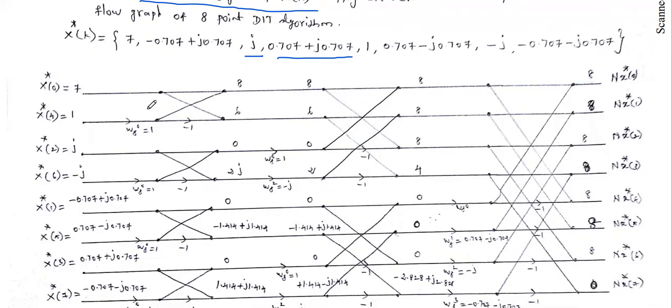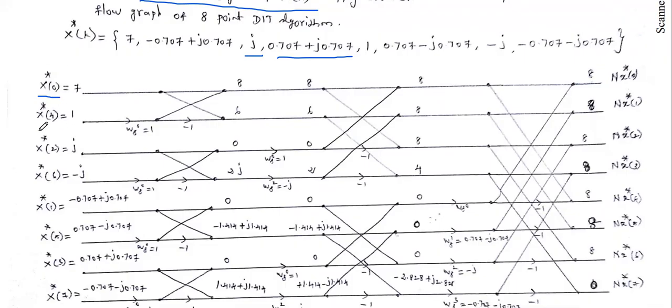In the DIT algorithm, the input applied must be in bit reversed order. What is meant by bit reversed order? The first input applied is X complex conjugate of 0. Then the next one is X complex conjugate of 4.